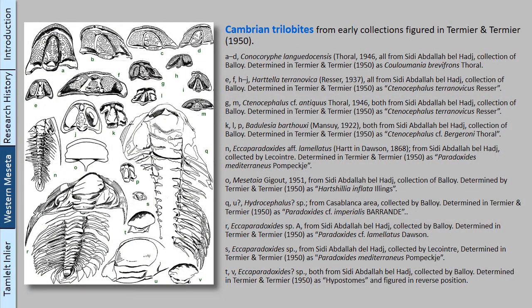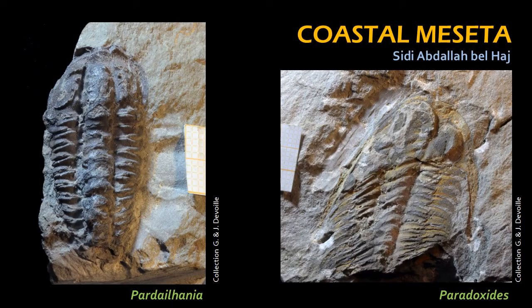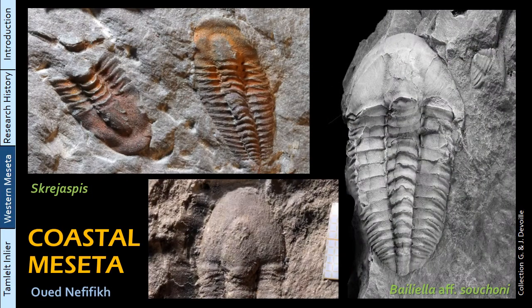Other Cambrian trilobites from the region were figured as line drawings in the first monograph on Moroccan fossils by Henri and Geneviève Termier. This here is a compilation of their Cambrian trilobite figures of specimens which were mostly collected from Sidi Abdallah Belhaj. Trilobites can still be collected at Sidi Abdallah Belhaj near Mohammedia at the Oued Nefifik. This slide shows two examples of specimens from Sidi Abdallah from a private collection in France. And these are superb trilobites from Oued Nefifik from the same collection.